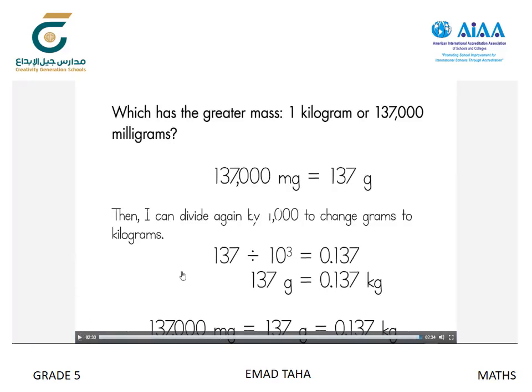Okay, here the most important thing is if you want to compare between two quantities, they must have the same unit. You have a choice to convert from kilogram to milligram by multiplying by 1 million, or to change from milligram to kilogram by dividing by 1 million. Okay, now look and listen to another video for more understanding.